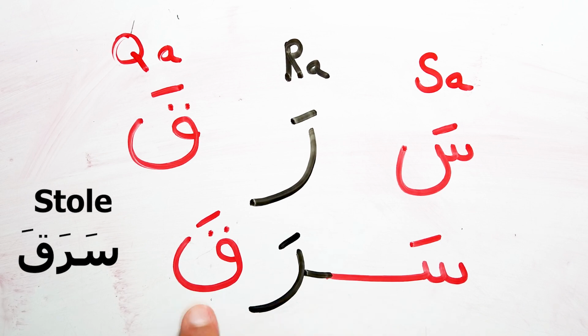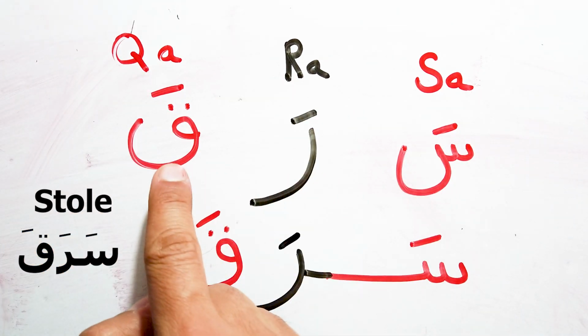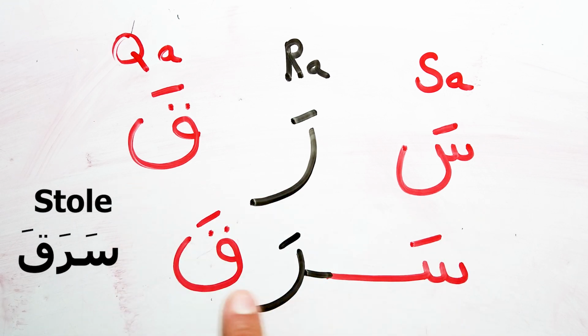Sa, ra, qa. Separated. Sa, ra, qa. In the word. Saraqa. Okay, let's go faster. The next one is ta, ra, ka.